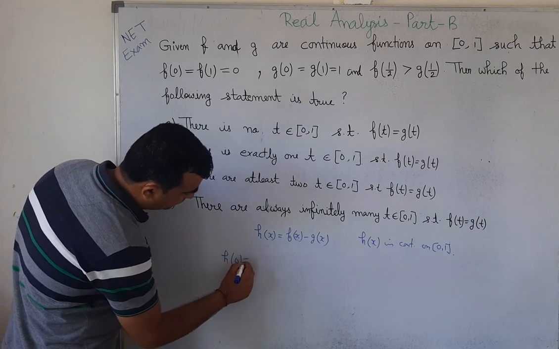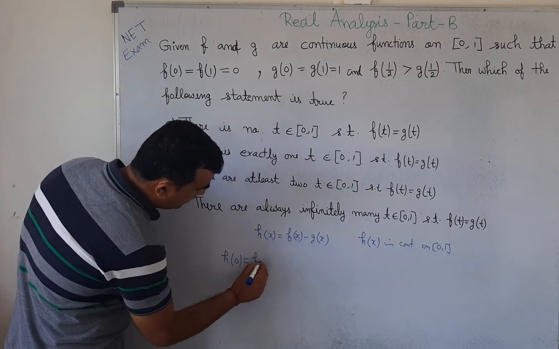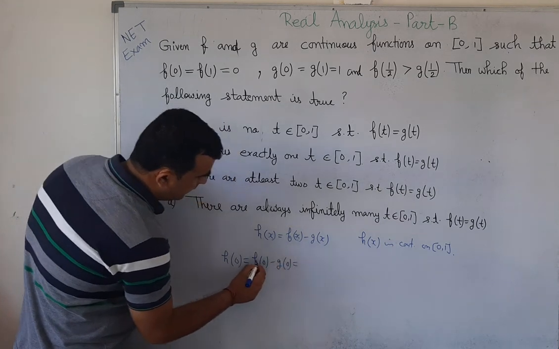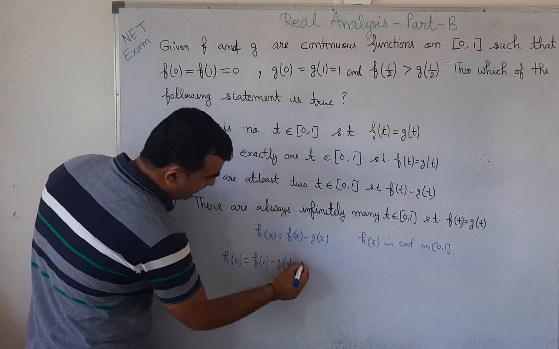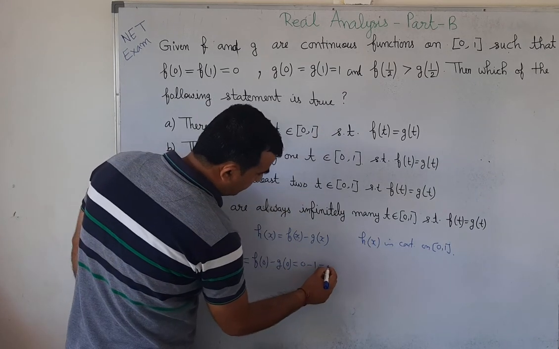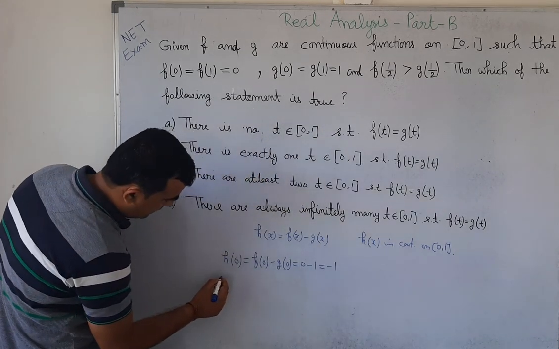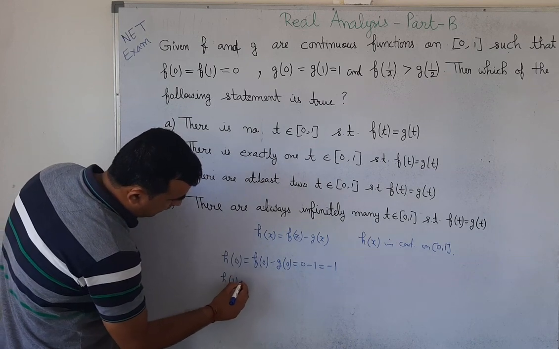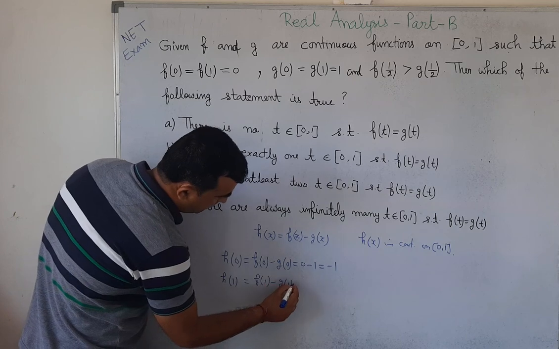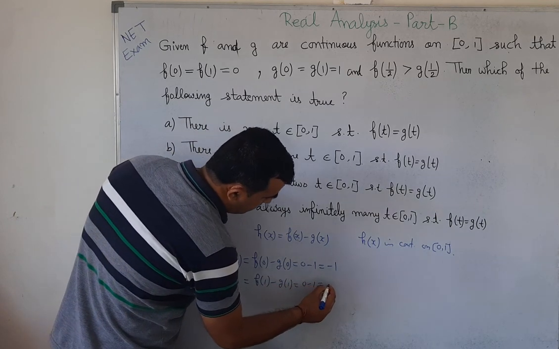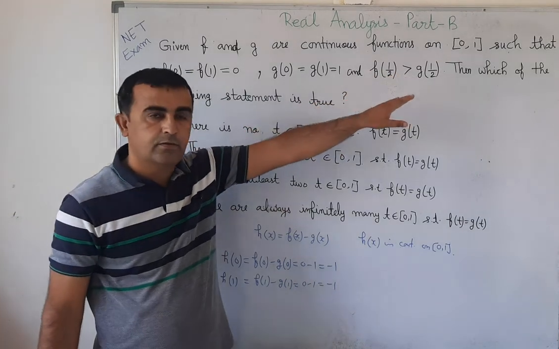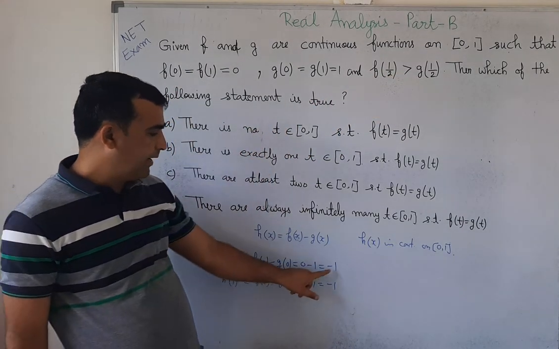Let's check the value of h at the end points of this interval. h of 0 means f of 0 minus g of 0. f of 0 is 0, g of 0 is 1, and this is equal to minus 1. h of 1 is f of 1 minus g of 1, 0 minus 1, which is equal to minus 1. At both end points, the value of h is the same, minus 1.